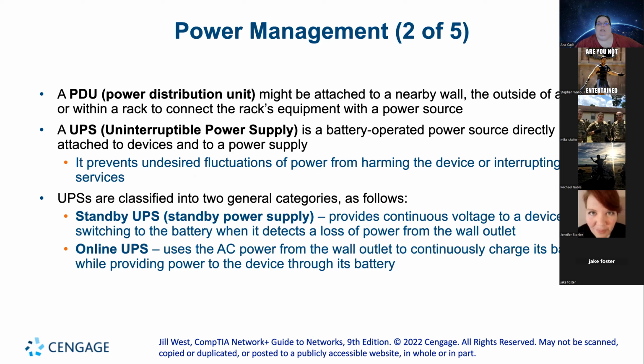UPSs are classified in 2 general categories as follows. Standby UPS, or standby power supply, provides continuous voltage to a device by switching to the battery when it detects a loss of power from the wall outlet. Or online UPS. This uses the AC power from the wall outlet to continuously charge its battery while providing power to the device through its battery.